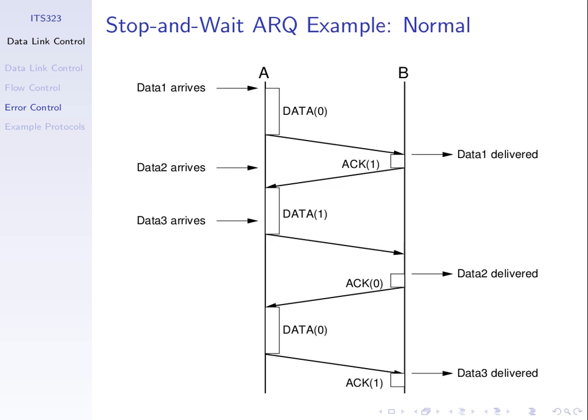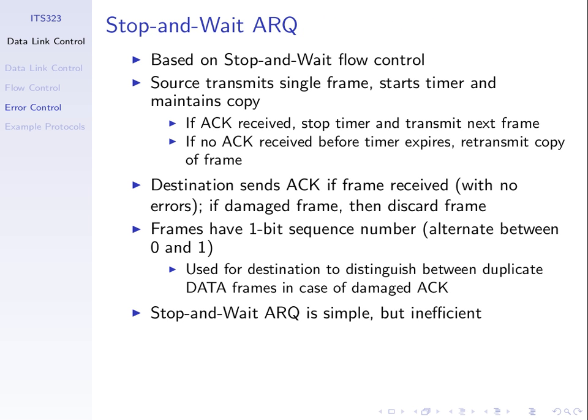What else do we have? If we receive, although we haven't shown it, if we receive a frame which is damaged, we treat it as being lost, and the same scenario arises. Similar to stop and wait flow control. Stop and wait ARQ is very simple, but inefficient.